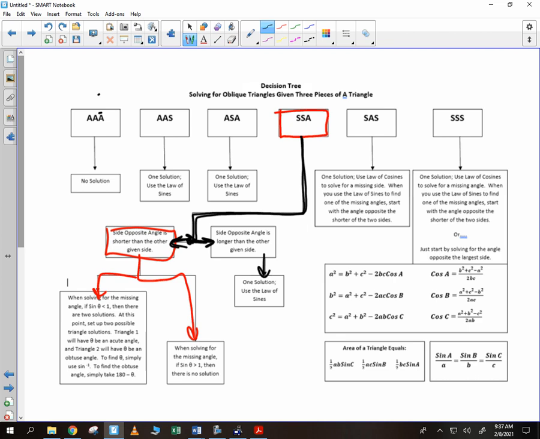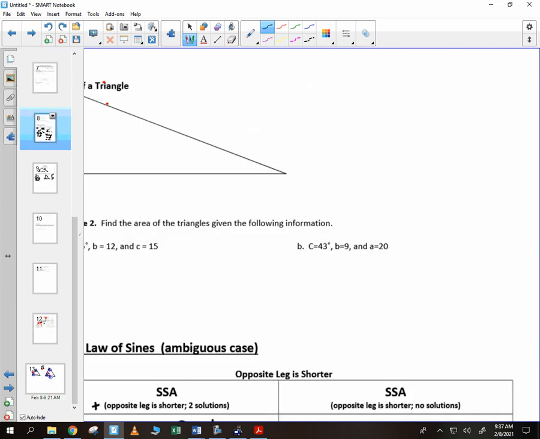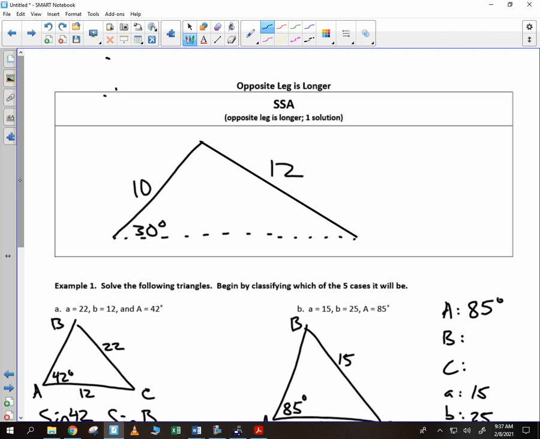is the side opposite the angle longer than the other given side or shorter than the other given side? It is shorter. And shorter means I either have no solution or I have two. There's no chance that I've got just one solution. No chance. Y'all agreed? Okay, so let's see which one we have. Here's how we figure it out. We don't know until we actually set up the law of sines.